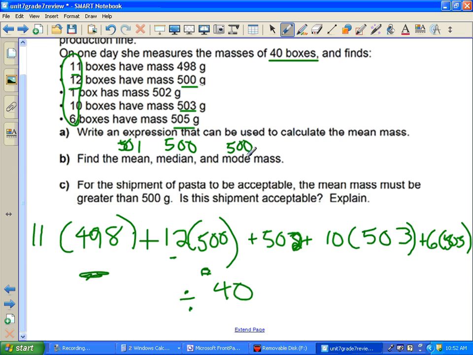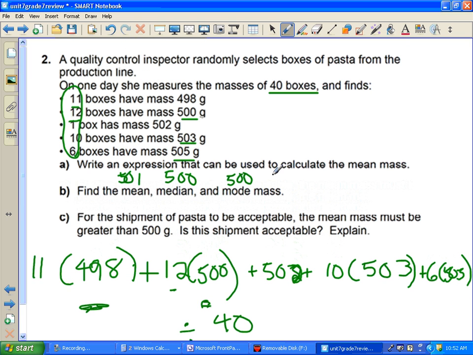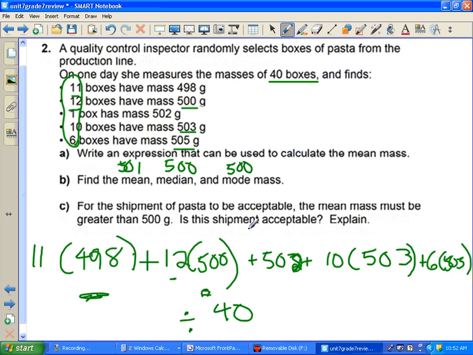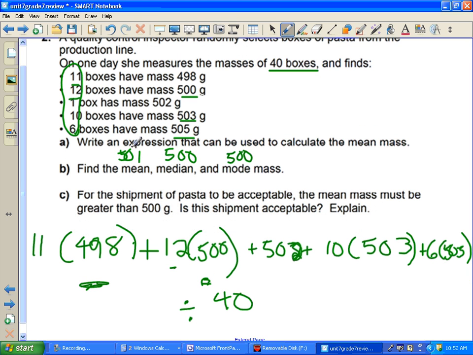So the question is, okay, if we look at this one, it says for the shipment of pasta to be acceptable, the mean mass must be greater than 500 grams. So is this shipment acceptable? Well, the mean mass is 501 grams. So we know that it is acceptable for this shipment.